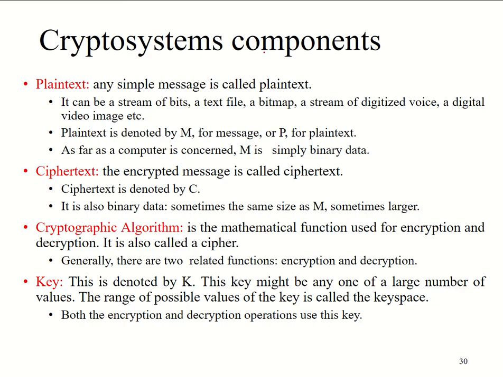So the cryptosystem components are the plain text, which is basically a message. You can read it. This message could be a text, a picture, a map, or anything. Ciphertext is the encrypted message. We call it C. The cryptography algorithm is basically a mathematical function used to convert the text into what? Into ciphertext. And the key is what we use with the algorithm to do the conversion. We call it K.